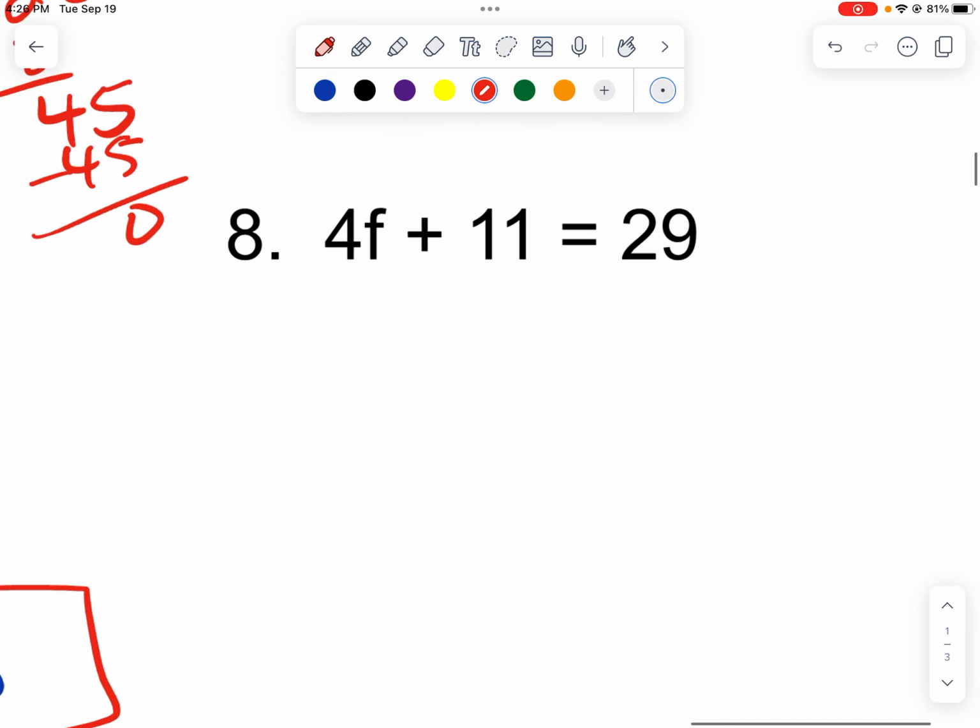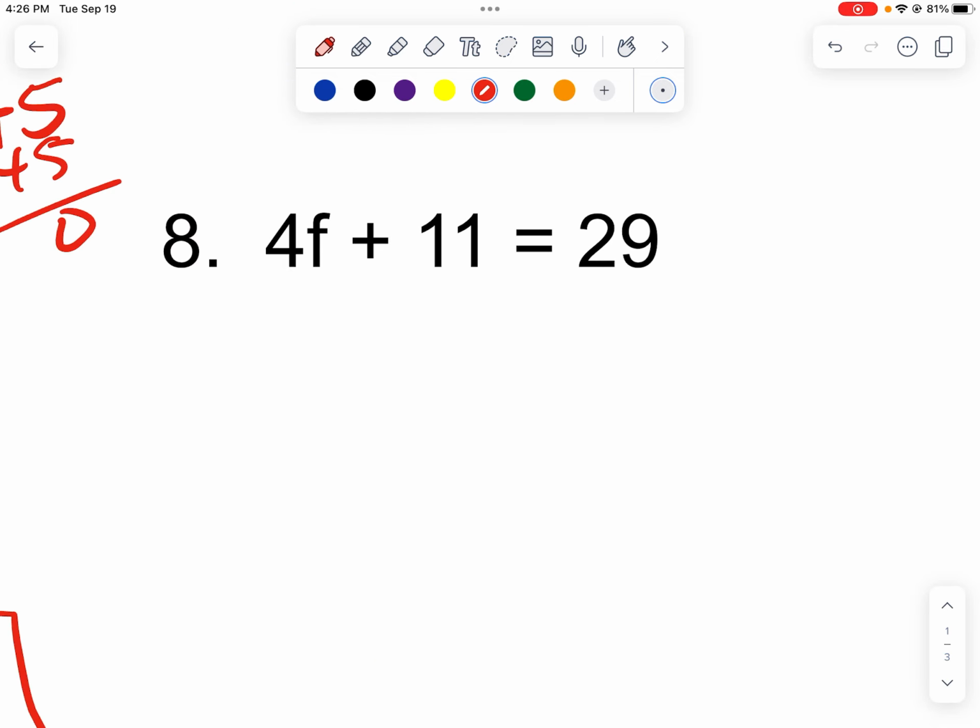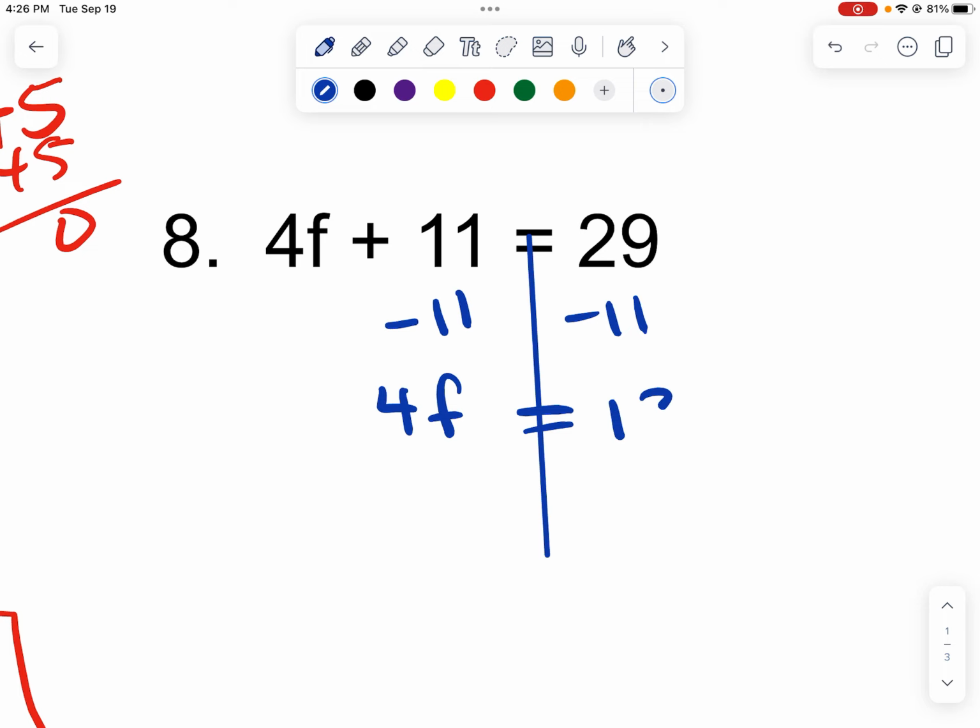Okay, next one. We have an f this time. You can use whatever variable you want. I subtract 11 from both sides. 4f. That would get me 18. Is that right? Get me 18. This is going to come out as a fraction also. F equals 9 over 2.